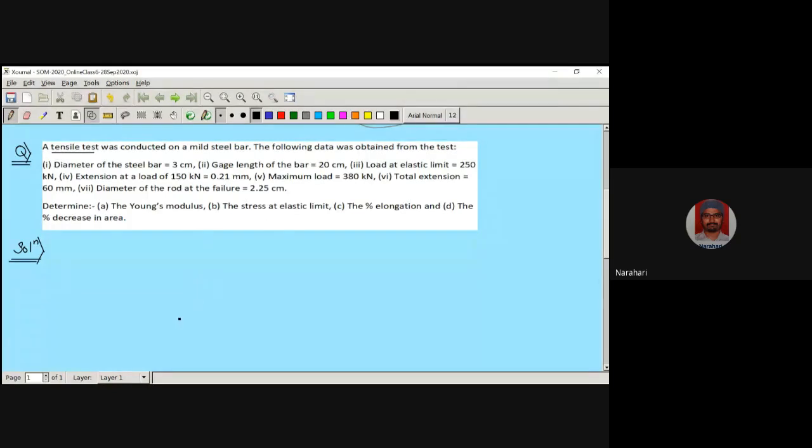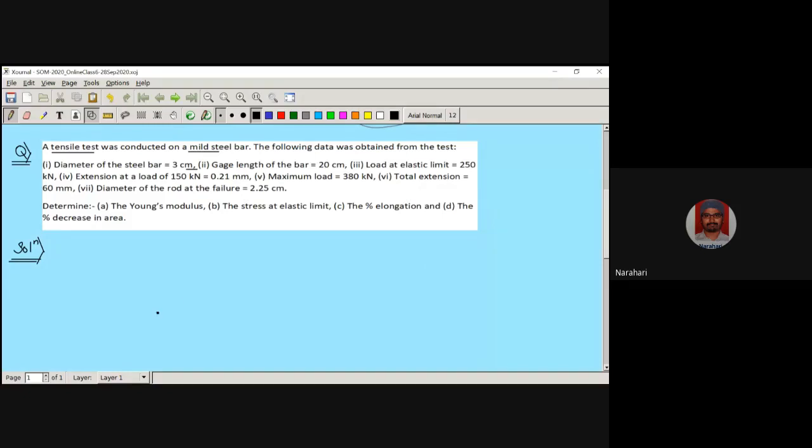A tensile test is conducted on a mild steel bar. That is the type of material considered, and the diameter of the mild steel bar is 3 centimeters. Gauge length of the bar is 20 centimeters. Load at elastic limit is 250 kilonewton. Extension at a load of 150 kilonewton is 0.21 mm. Maximum load is 380 kilonewton. Total extension is 60 mm. Diameter of the rod at the time it failed is 2.25 centimeters.